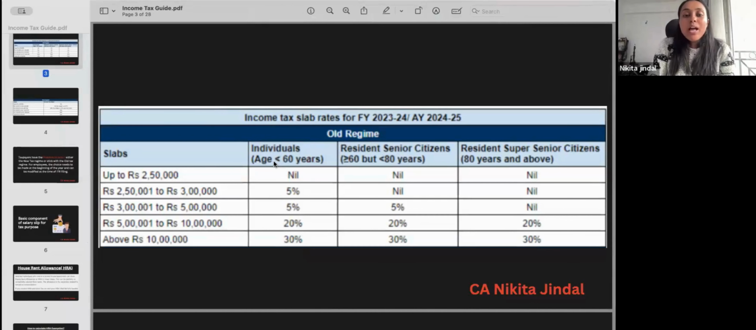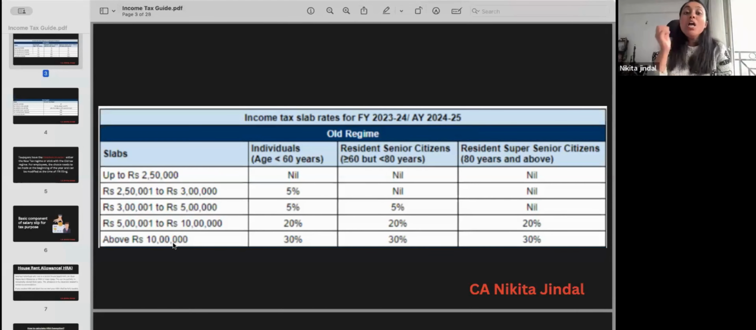If you are an individual aged less than 60 years, the basic exemption limit, that is the limit where you do not have to pay any taxes, is 2,50,000. Up to 2,50,000, you pay zero taxes. From 2,50,000 to 5 lakh, you pay 5% tax. From 5 lakh to 10 lakh, you pay 20% tax. And above 10 lakh, you pay 30% tax.